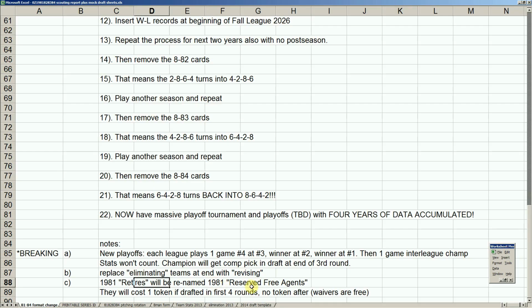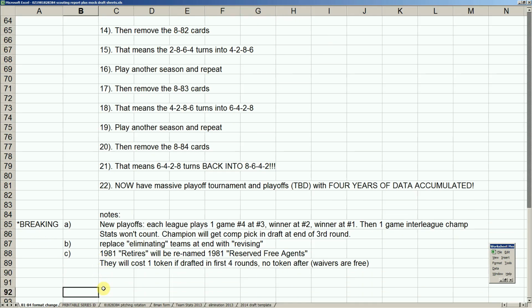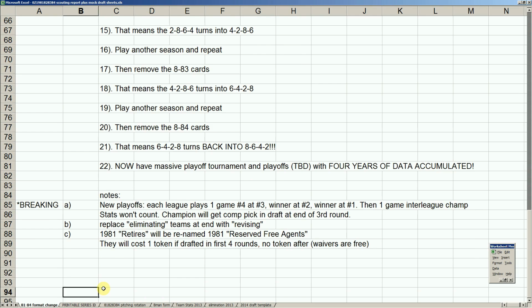Anybody takes a player on waivers or reserve free agents, you have to spend a token if you want to take one of those guys in the first 4 rounds. So that's something to consider when your team decides to put them in each category. But keepers would still be keepers. If you've got a guy you want to keep, that wouldn't change. And that is it for the rules of the end of the fall league.